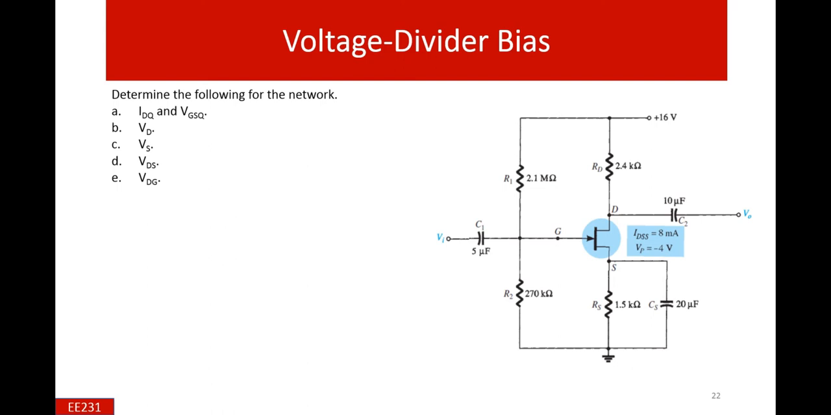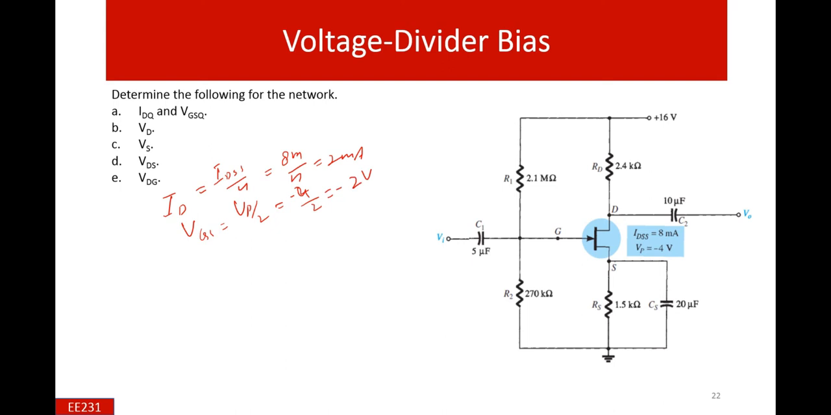Similarly, we can find ID when it is a quarter of the maximum value. For example, 8 milliampere divided by 4 is 2 milliampere. And then VGS at half of the pinch-off voltage is -2 volt.